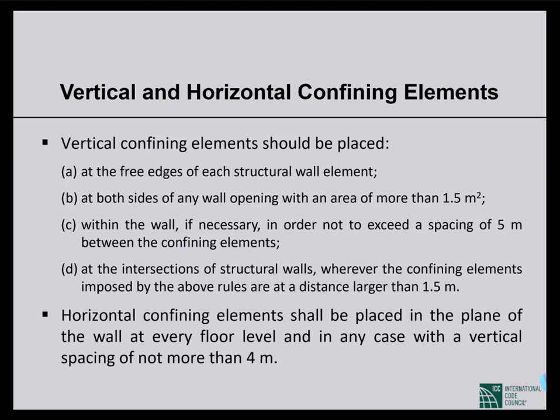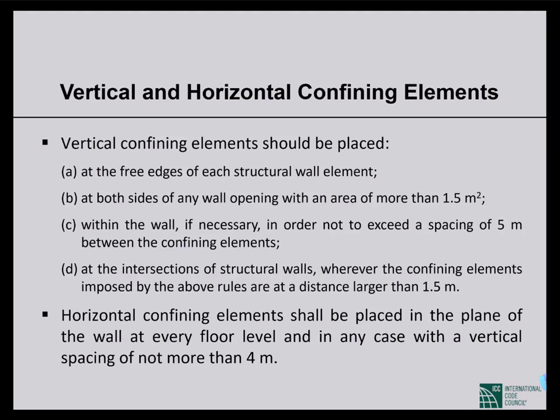Horizontal confining elements shall be placed in the plane of the wall at every floor level, and in any case with a vertical spacing of not more than 4 meters. And if we have more than 4 meters from one floor to another floor, then at every 4 meters we have to have a confining tie beam, a horizontal confining element.